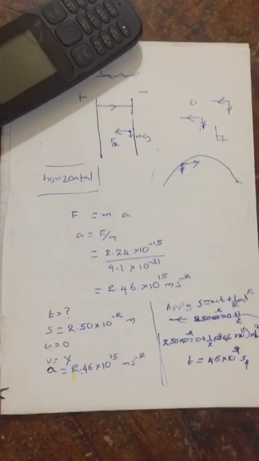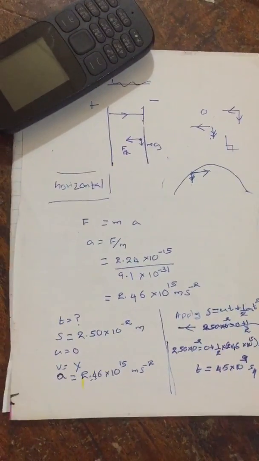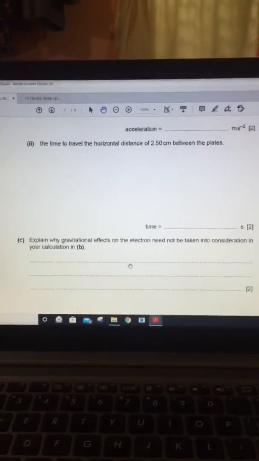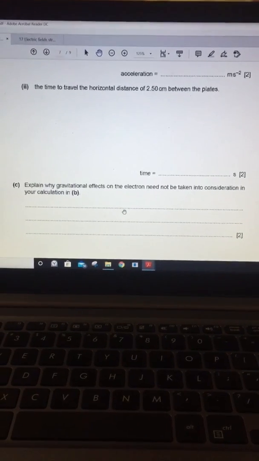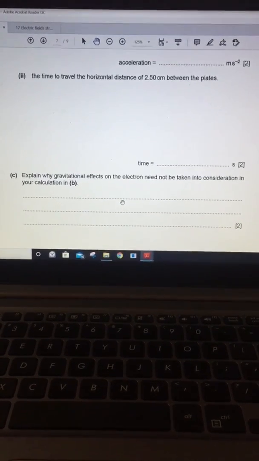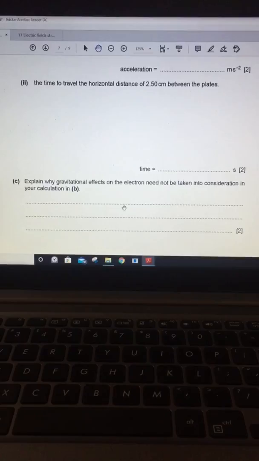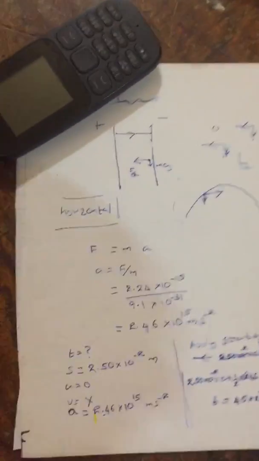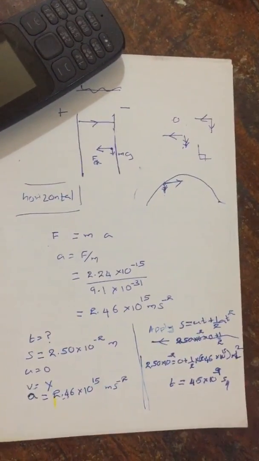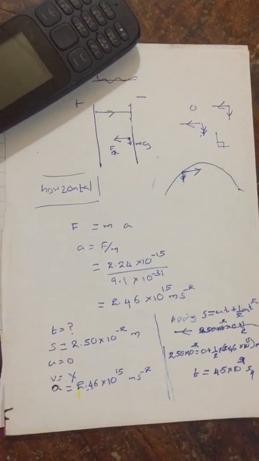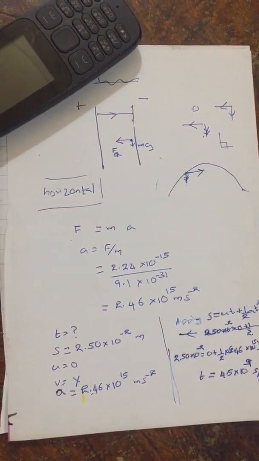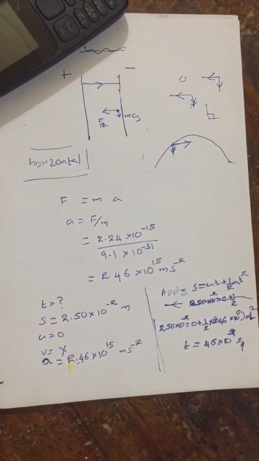The C part of the question: explain why the gravitational effects on the electron need not be taken into consideration. So as I said earlier, the gravitational force and the electric force are mutually perpendicular to each other. So hence we can treat both the forces independently.